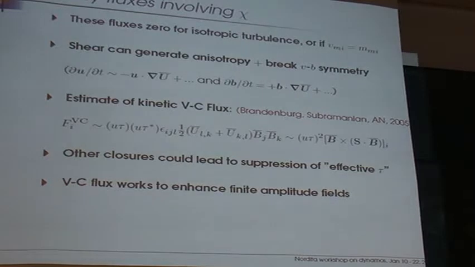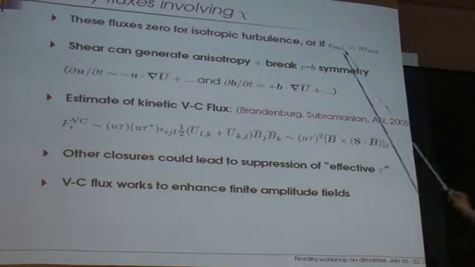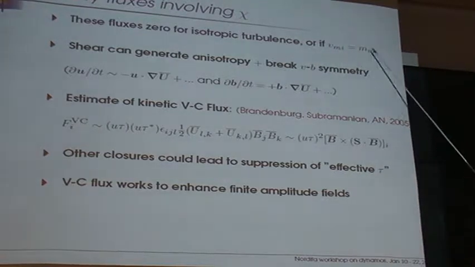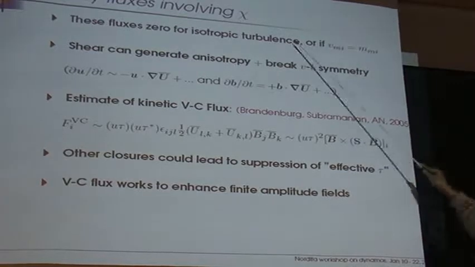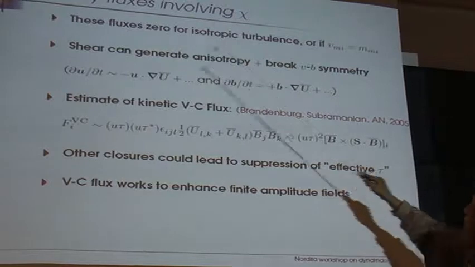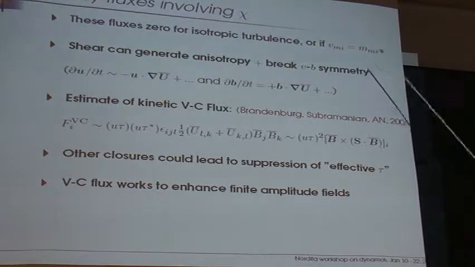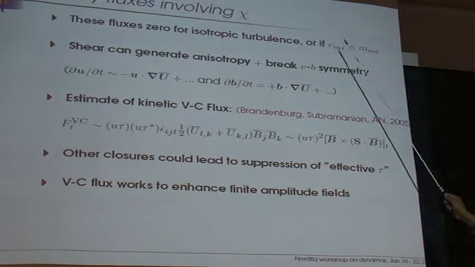And if you use such a closure theory, firstly you can show that if you have isotropic turbulence, then there are no such fluxes. If you have completely isotropy in the turbulence, there are no fluxes. If you have a situation where the velocity and magnetic correlators are equal, there are no fluxes.